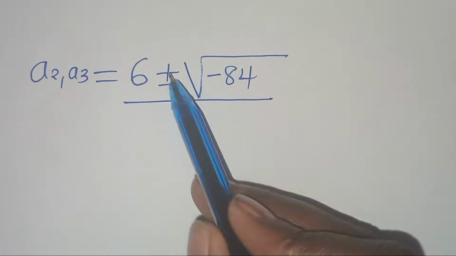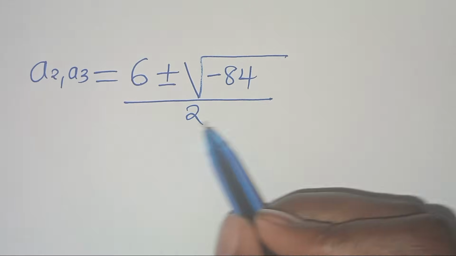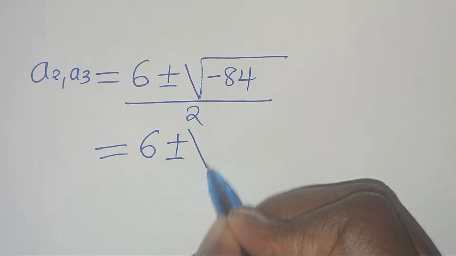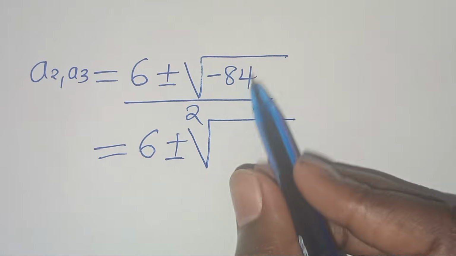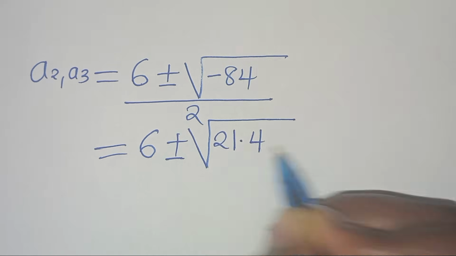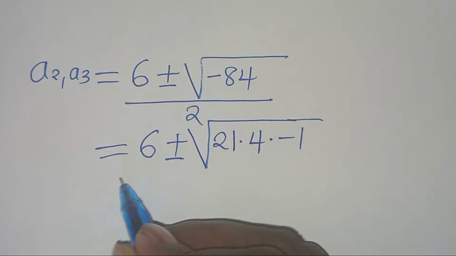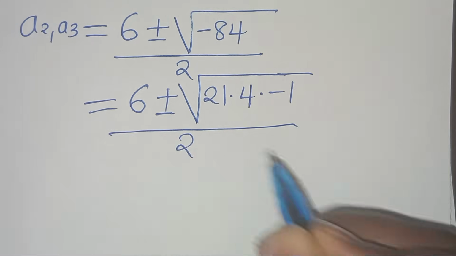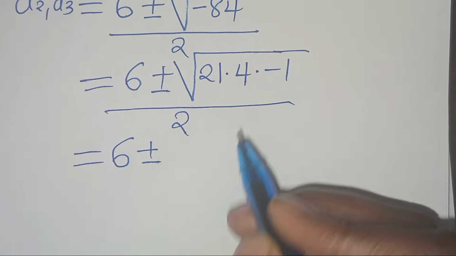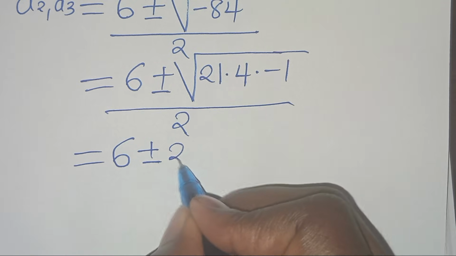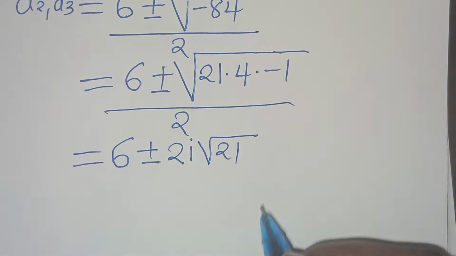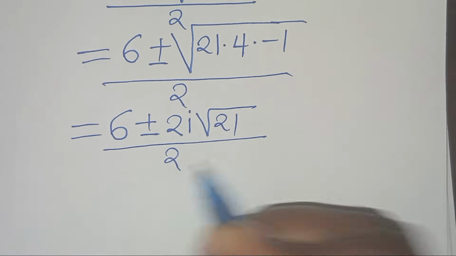Now we have 6 plus or minus the square root of minus 84 over 2. So this means that we have 6 plus or minus the square root of minus 84, which we can express as 21 multiplied by 4 multiplied by minus 1. Everything here divided by 2. So this means that here we have 6 plus or minus the square root of 4, this is 2. Square root of minus 1, this is i. Then square root of 21. Everything here divided by 2.